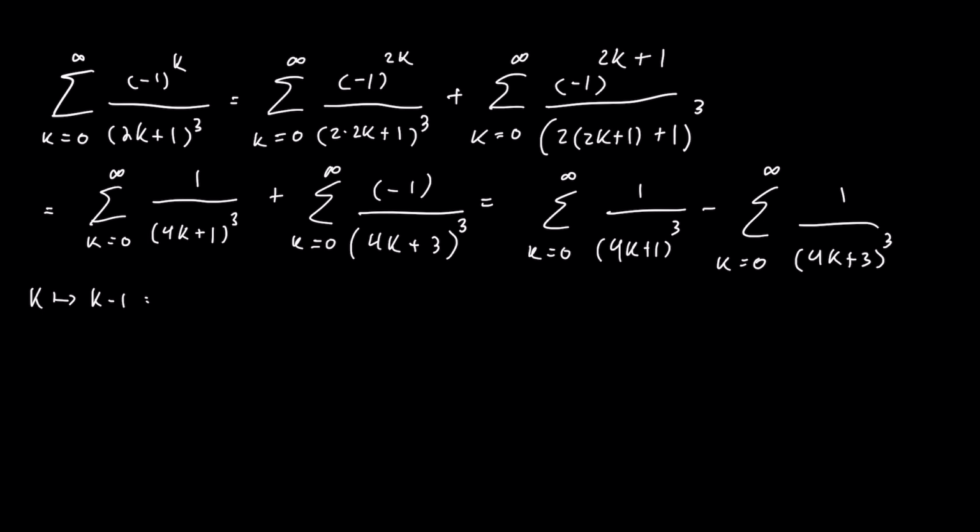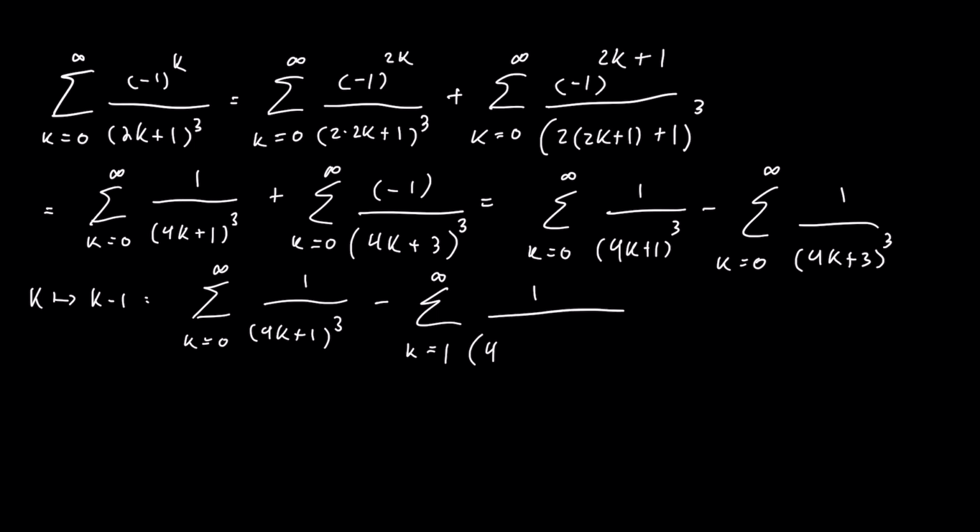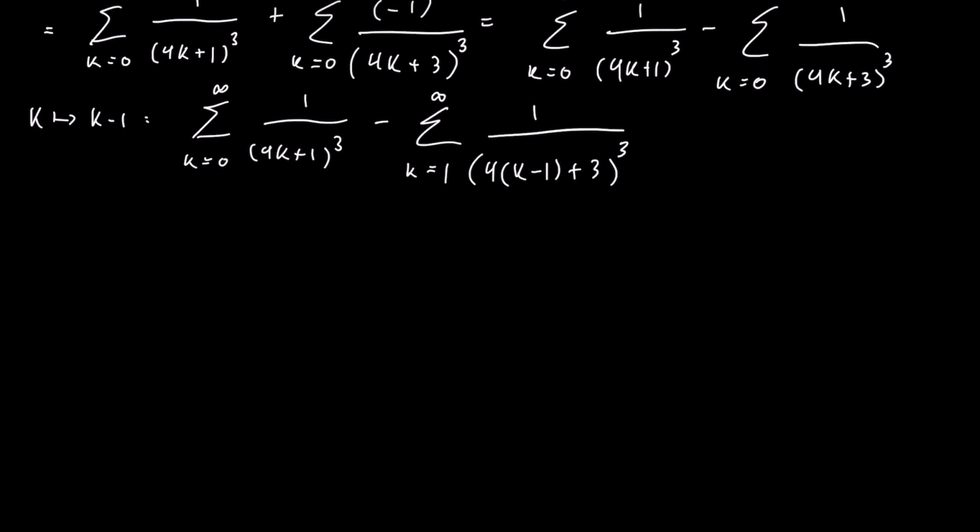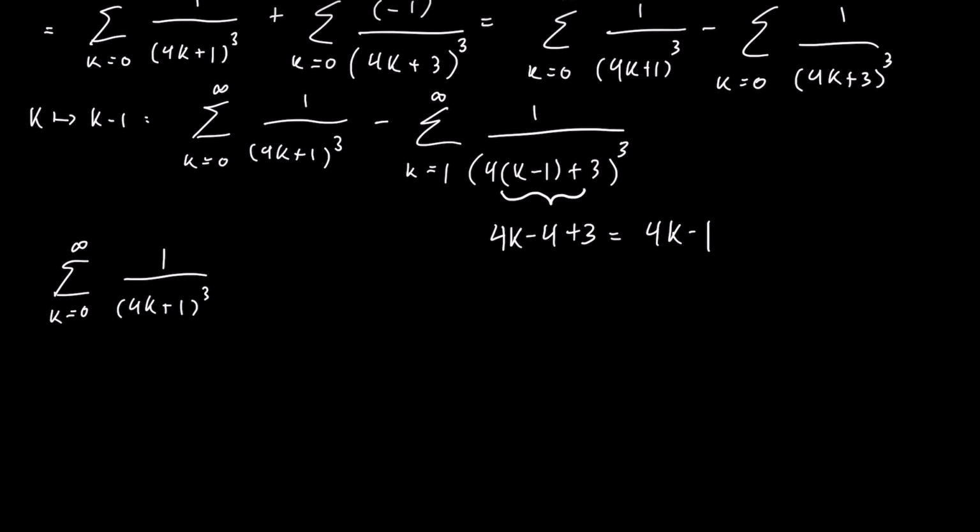minus 1. So we're going to have the sum from 0 to infinity of 1 over (4k plus 1) cubed. And then we have a minus the sum from 1 to infinity of 1 over 4 times (k minus 1) plus 3, cubed. And so this inner thing, we have 4k minus 4 plus 3, but that's 4k minus 1. So we have the sum from 0 to infinity of 1 over (4k plus 1) cubed minus the sum from 1 to infinity of 1 over (4k minus 1) cubed.